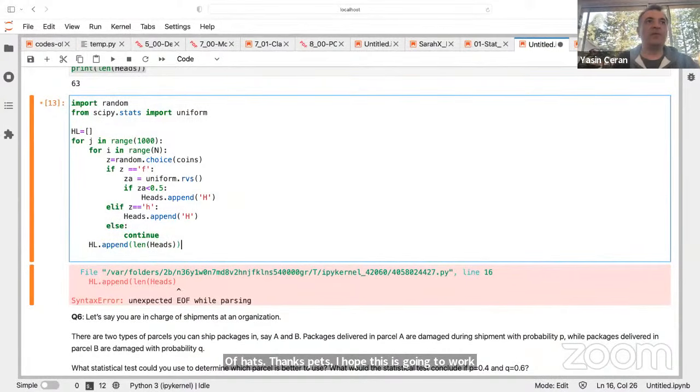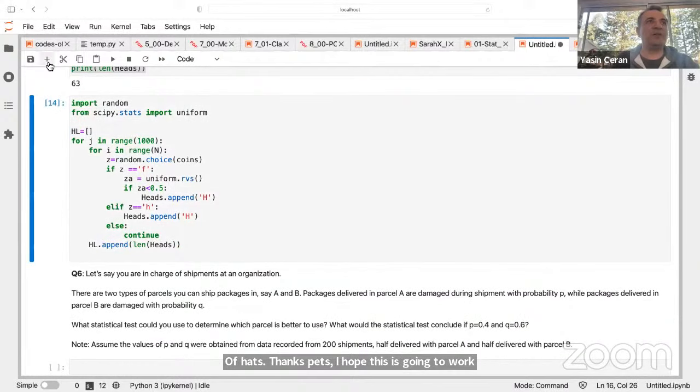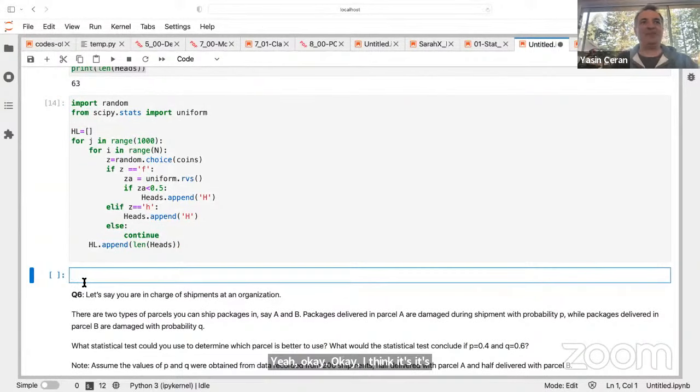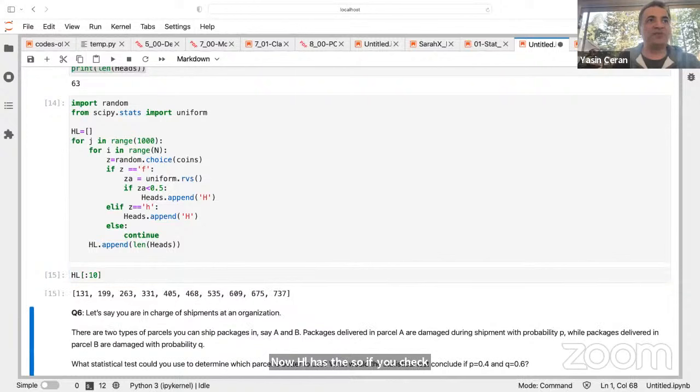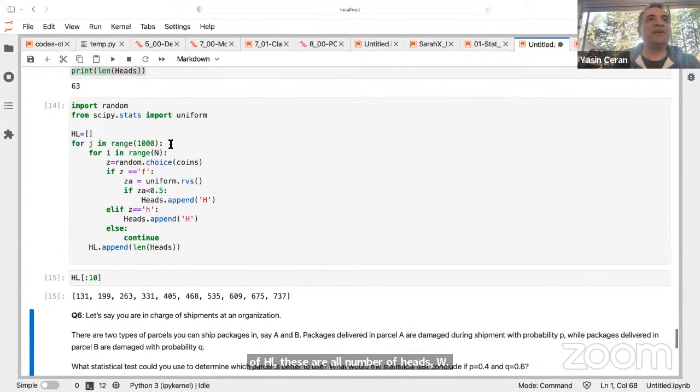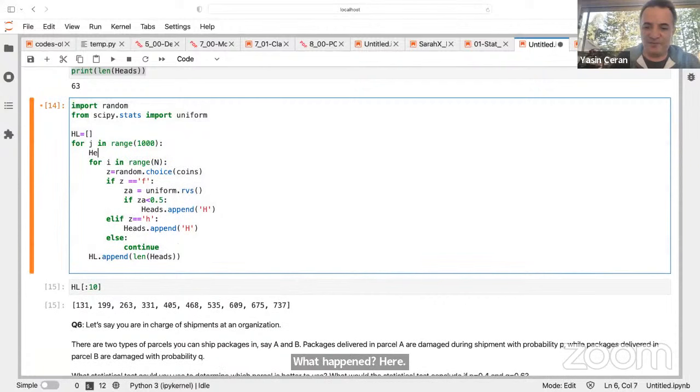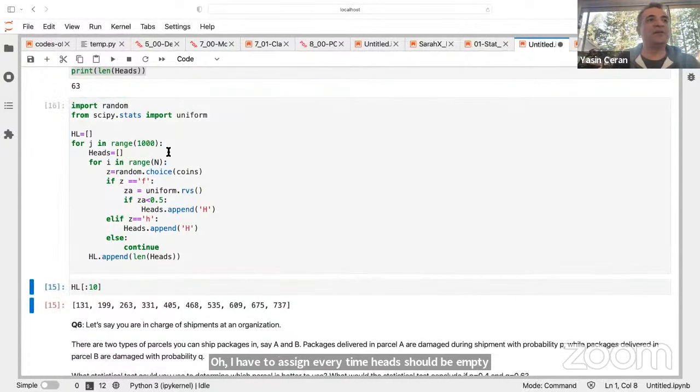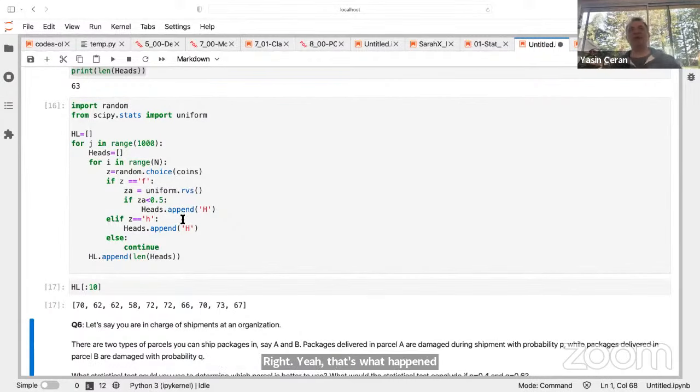Again. Okay, I think it worked. Now if you check HL, the first 10 elements of HL, these are all the number of heads. What happened here? Oh, I have to assign every time that heads should be empty. Yeah, that's what happened here. Okay. So now the number of heads at each iteration is around 65.